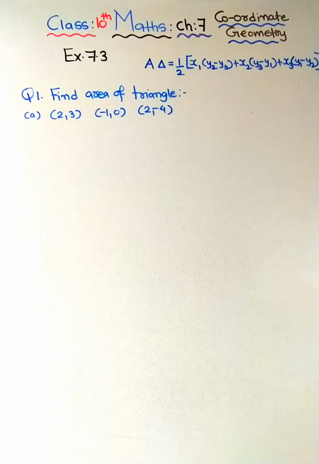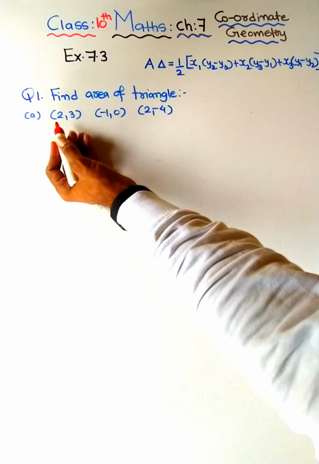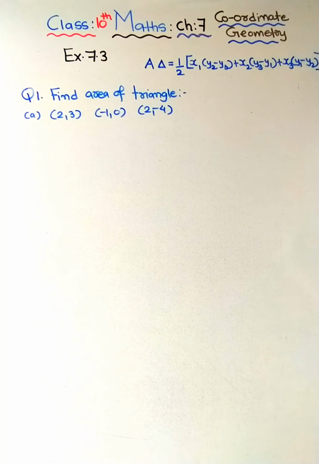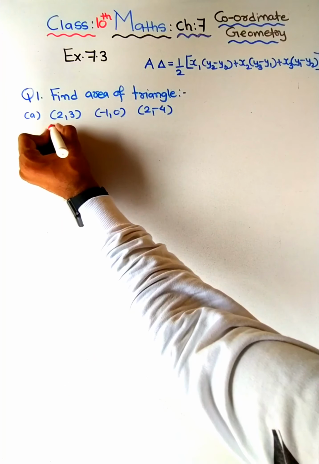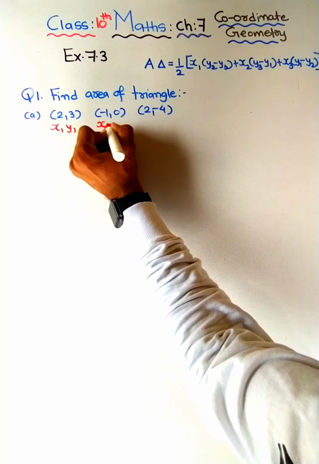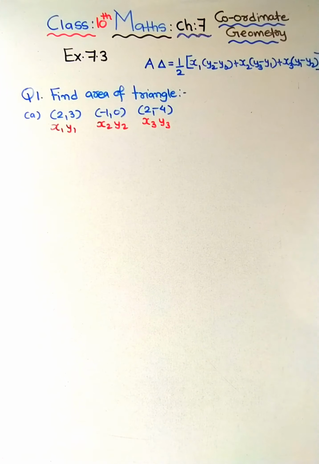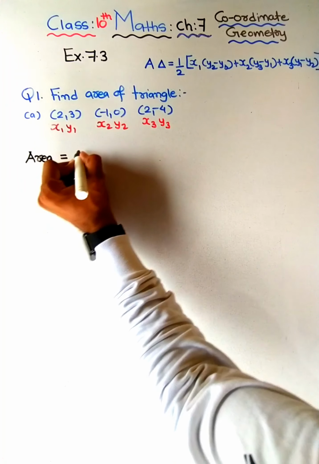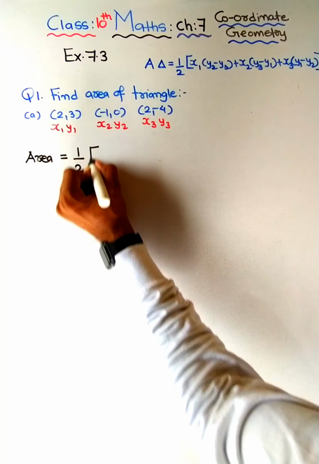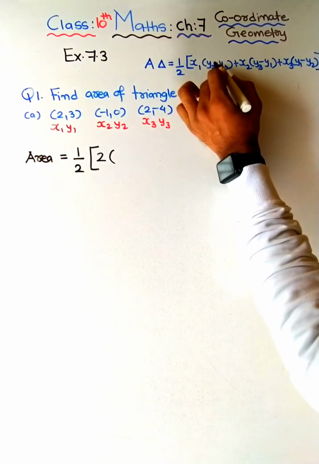Now in exercise 7.3, we have question number 1: find the area of the triangle having vertices 2, 3, minus 1, 0 and 2, minus 4. For our convenience we have written this formula. So this one is x1 y1, this one is x2 y2 and this one is x3 y3. Because we are going to deal with 6 different coordinates, it is important to know all the coordinates. So let us go for the area formula. Area equals 1 by 2. I am writing, now it is x1, so let us write 2 in the bracket, y2 minus y3.